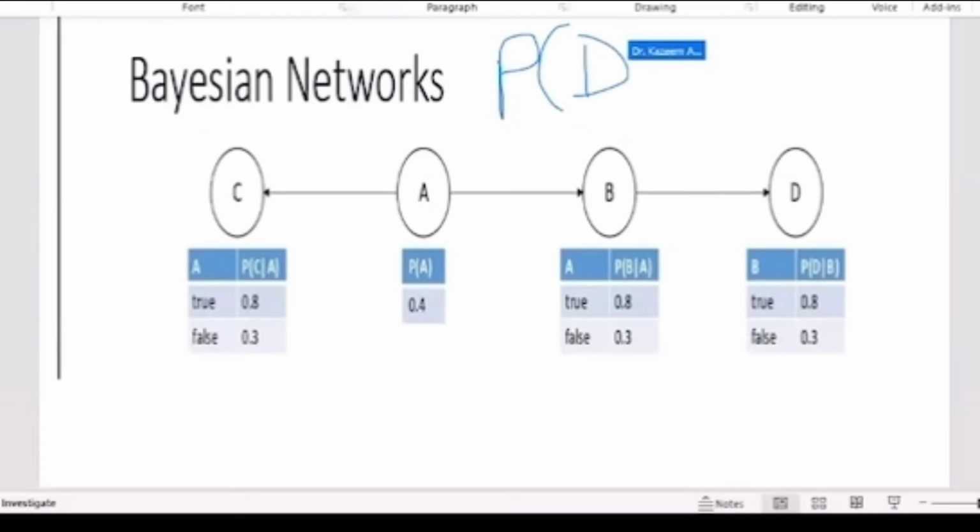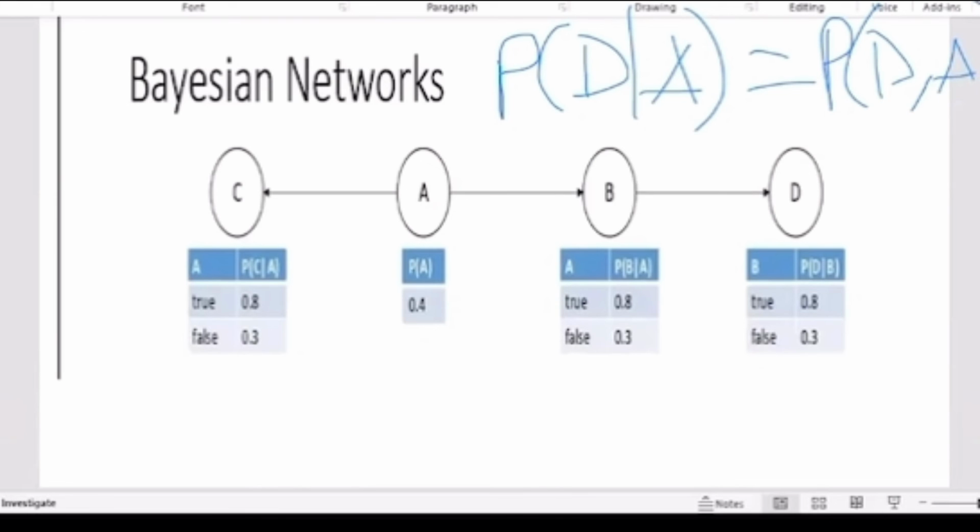What is the probability of D given A? Please pay attention. What if I ask you this in the exam? What is the probability of D given A? You will follow from the conditional probability I gave you the other time. It is going to be the probability of DA divided by the probability of A. You remember? The probability of D given A is equal to the probability of the joint divided by the probability of A. Now pay attention: the probability of DA is going to serve as a total probability. You know why? Let's say DA.